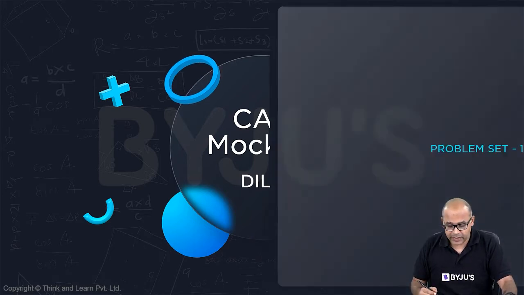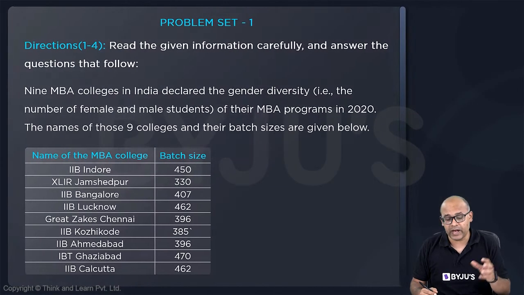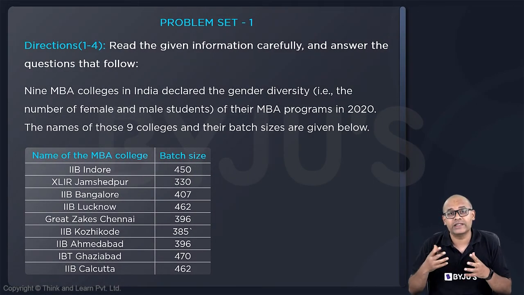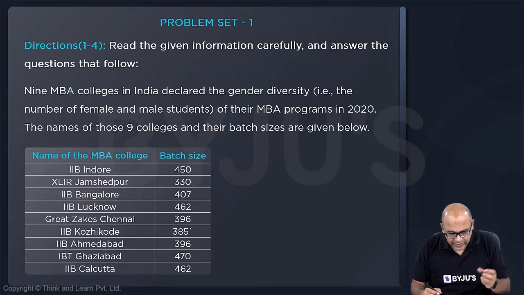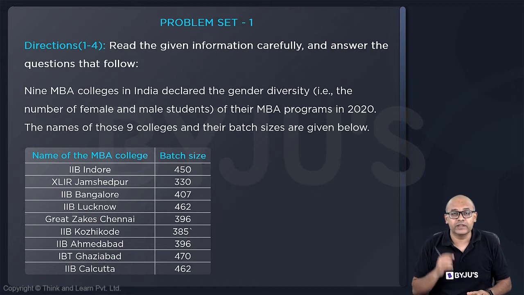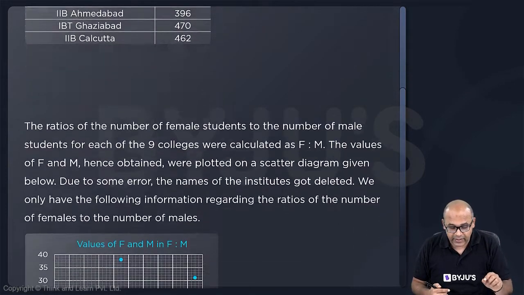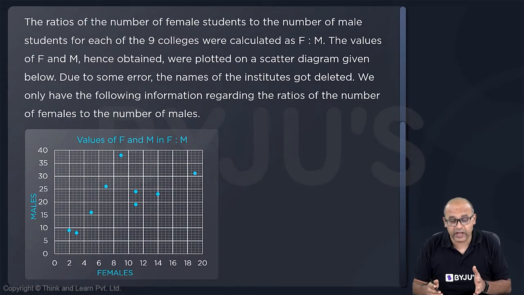So the first set basically is about understanding ratios and the basic crux of the ratios. That's all there is to the set. We have around 9 colleges that have been mentioned to us, IIB, Indore, XLR, Jamshedpur, etc., and the total batch size is given to us. Now in the second sheet, we have a chart where the ratio of male and females are given to us.